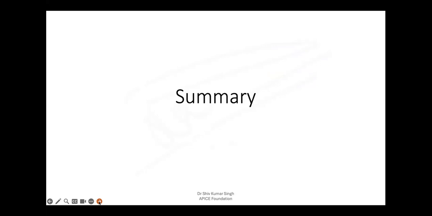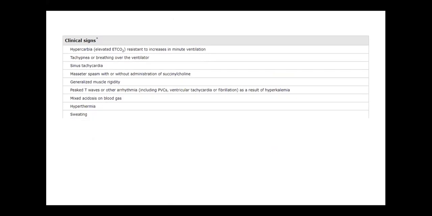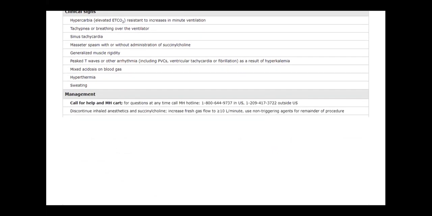So in summary, we will go through what we have discussed till now. Obviously, we've gone through the pathophysiology and how they present, the clinical signs which are present. Okay. Somebody asked if it is shivering. It's not shivering. It's sweating, which is actually the sign. The rest of the signs we discussed were hypercarbia, tachypnea, sinus tachycardia, masseter spasm, generalized rigidity, then ECG changes, acidosis, mixed respiratory and metabolic acidosis, hyperthermia obviously, and sweating.